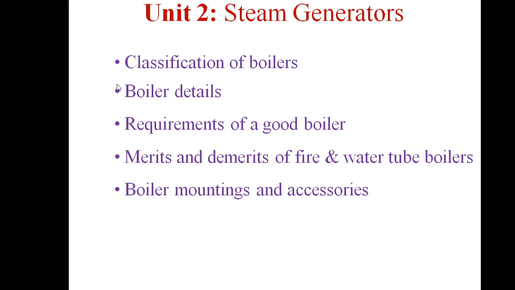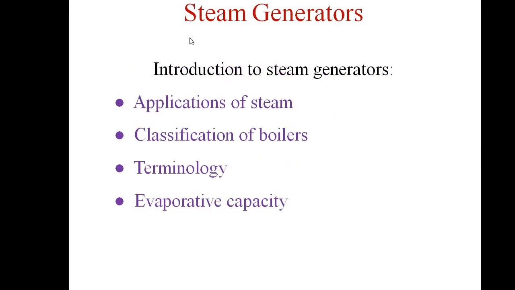In this unit, we'll be studying classification of boilers, which are nothing but steam generators, then boiler details, requirement of a good boiler, merits and demerits of fire tube and water tube boilers, boiler mountings and boiler accessories in detail. So steam generators: what this steam generator is, and why and where steam is required. Introduction to steam generators. In this we'll be discussing applications of steam, classification of boilers, terminology and the operative capacity.